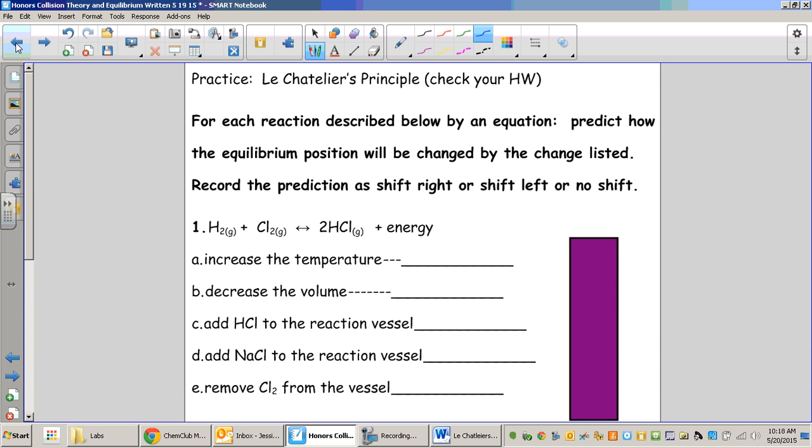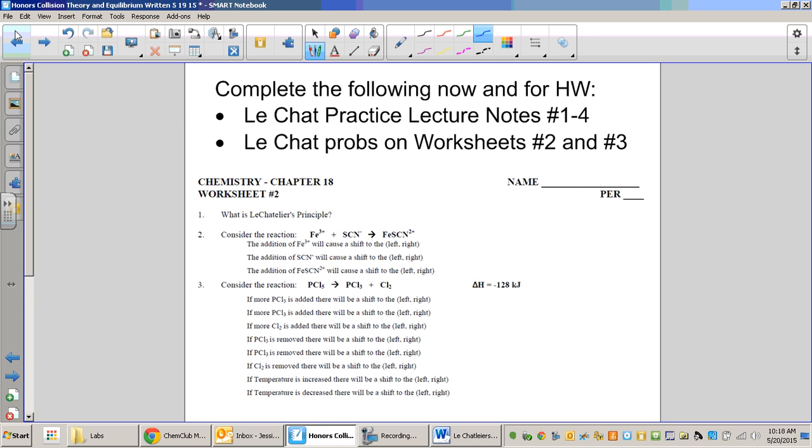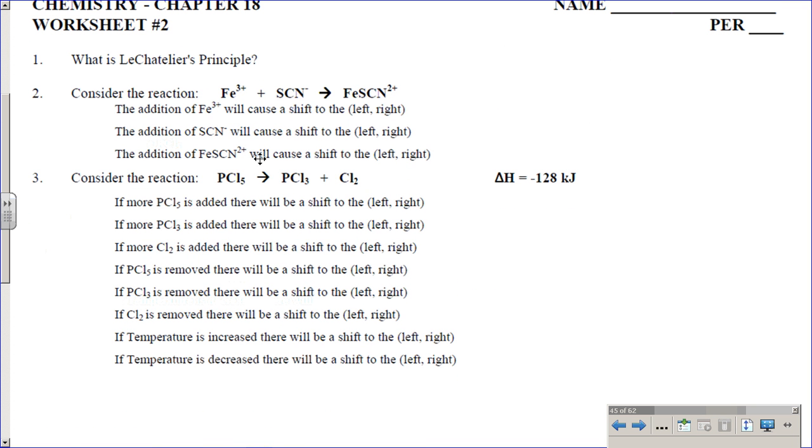And then on the worksheet, that looks like it's 4 to a page, and it says worksheet 2, Le Chatelier's principle. Do you see that one? You're doing 1 through 5, okay? And just write SL for shift left, SR for shift right, NS for no shift, or circle them 1 through 5 on this one.